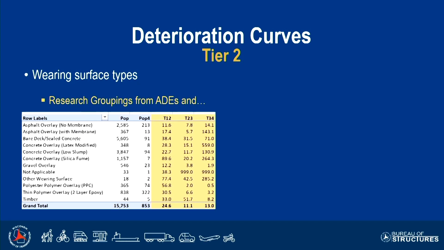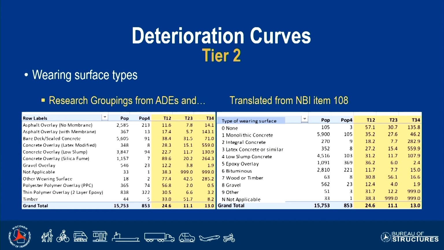When we went after the wearing surface types, we created these research groupings from some agency-defined elements, or typical practices within certain states. For states that didn't have agency-defined elements, we used NBI item 108 to translate the wearing surface element data into that research grouping.